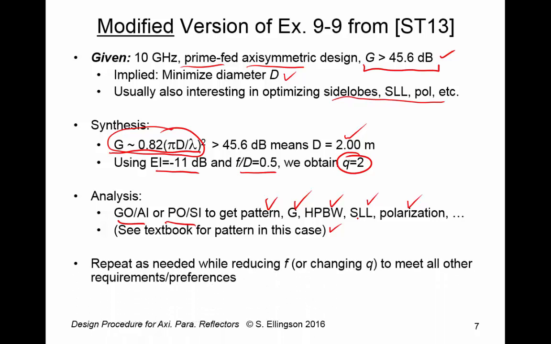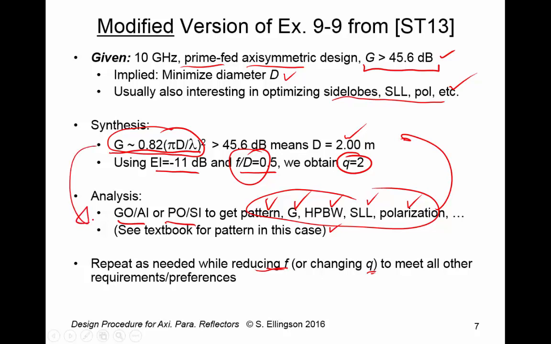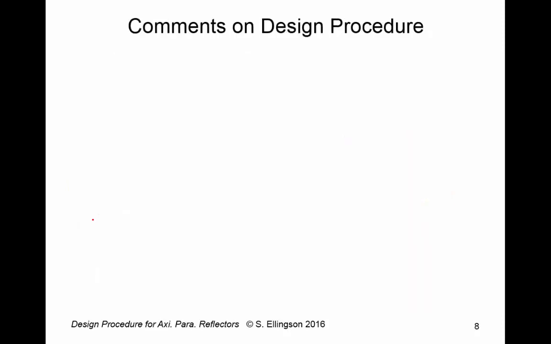Now, if you weren't happy with what you got here, then you would simply reduce F over D from 0.5 or change Q. Maybe there's some constraint on the feed that wasn't addressed in the initial list of requirements. And then you simply repeat these steps. So analysis to synthesis, synthesis back to analysis, and so on until you get a design that you like. So here are some comments on this procedure.